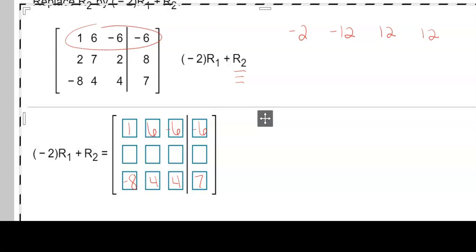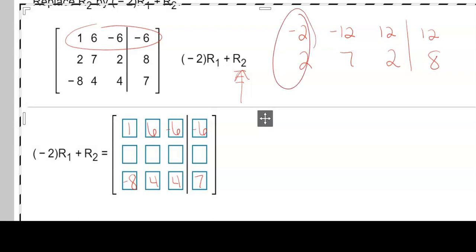Now I'm supposed to add it to row 2. Well, what does row 2 say? I've got a 2, 7, 2, and an 8. All I need to do, whatever's written last, is where you write your answer if you're dealing with addition or subtraction. So that's how I knew that rows 1 and 3 weren't going to change. Row 2 is going to change.